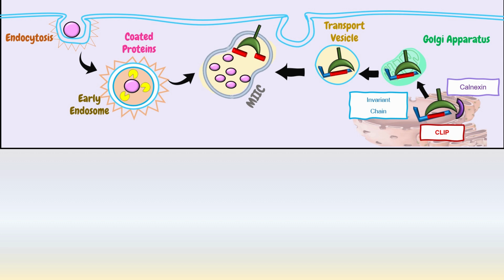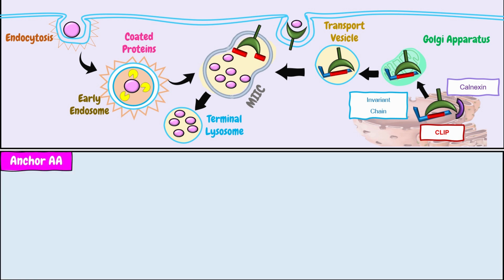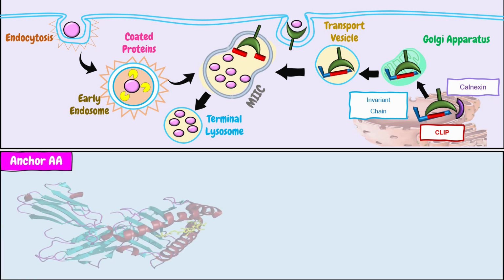and stabilizes the empty MHC2 heterodimer until an appropriate exogenous peptide is bound. Finally, HLA-DM dissociates and the peptide-MHC2 complex is transported to the cell membrane. Peptides that were unable to bind to MHC molecules are degraded in lysosomes. Now let's discuss the anchor amino acids in MHC2 peptides.